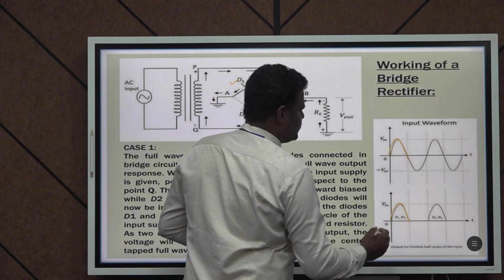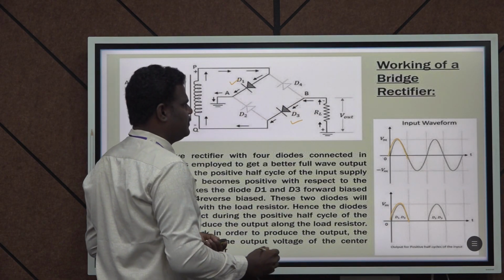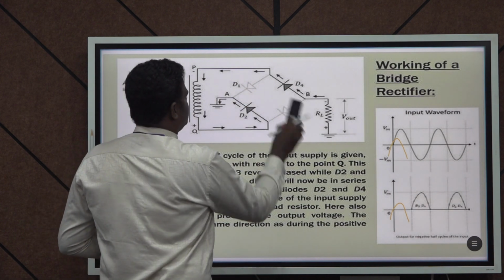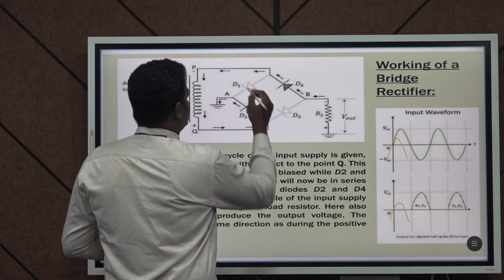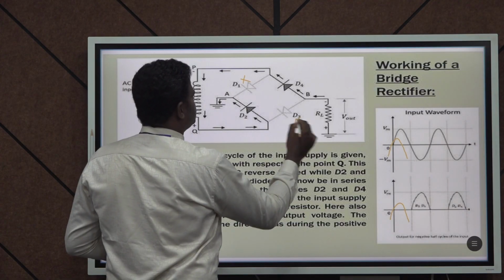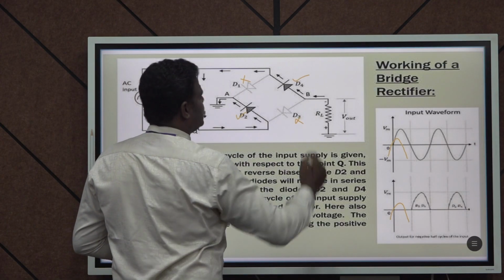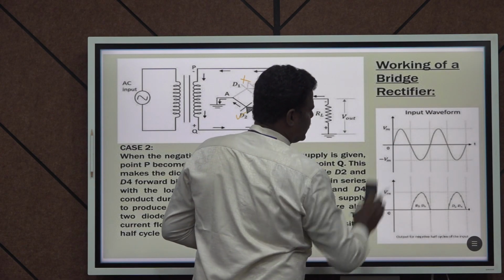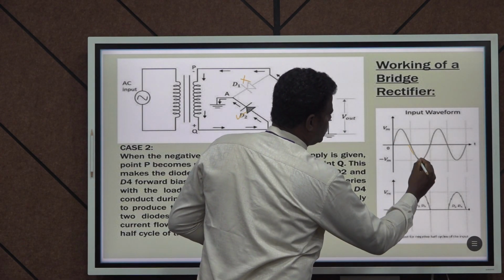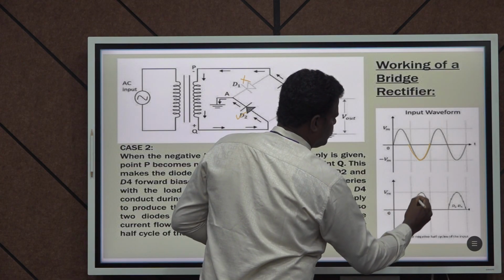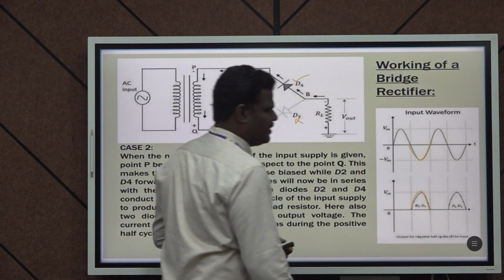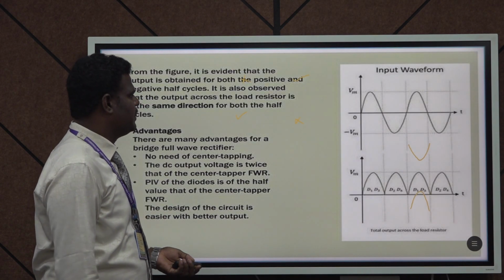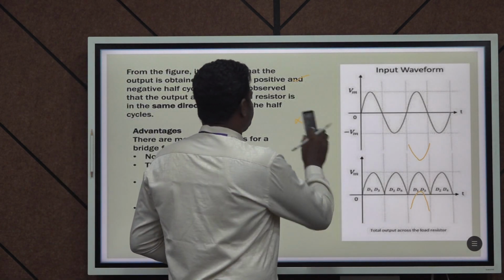Then during the negative half cycle, D1 and D3 are in the blocking state and D2 and D4 are in the conduction state. Therefore, it follows the negative half cycle output. So here we are having a continuous output during the positive half cycle and the negative half cycle.